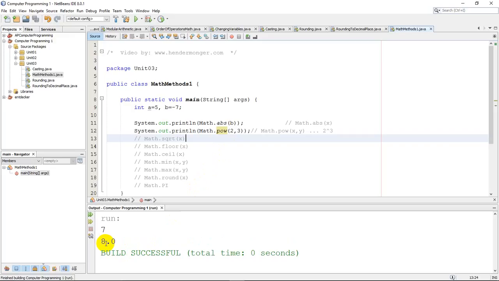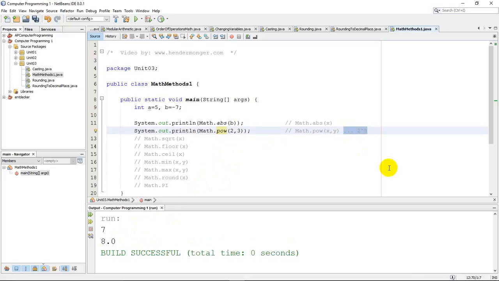Now notice that it gave me 8.0. Well, math.pow will always give you a decimal answer. So it's pretty important to remember that this will always equal a double. It will always give you a decimal answer. Where math.abs can give you actually both an int or a double, all depending on what you give it. It will return to you what you gave it, because it does just make it positive or negative.